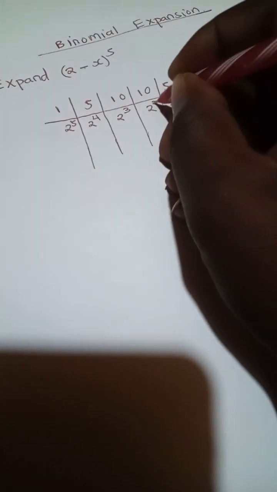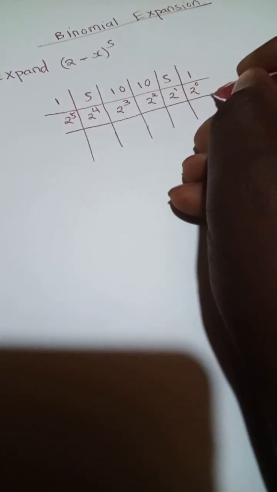The second value is negative x. Ignore the negative, we will need it later. You just focus on the x. But before that, these values that have 2, you look at the power. The power begins with 5. You can begin with 5 here: 5, 4, 3, 2, 1, 0.